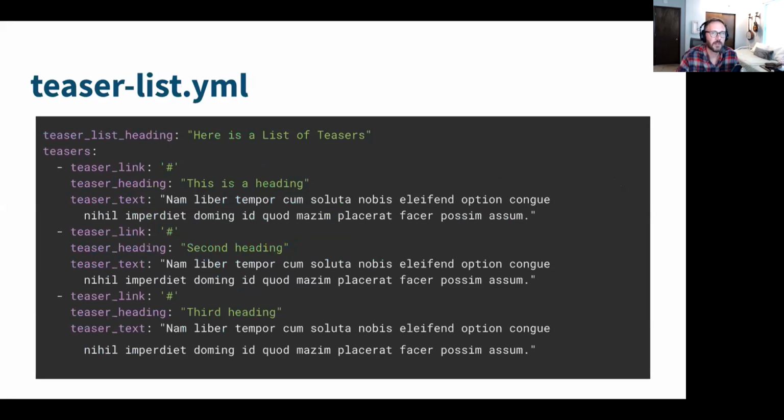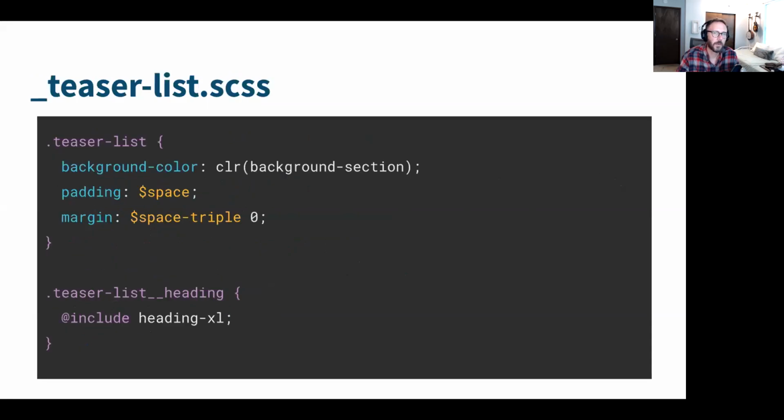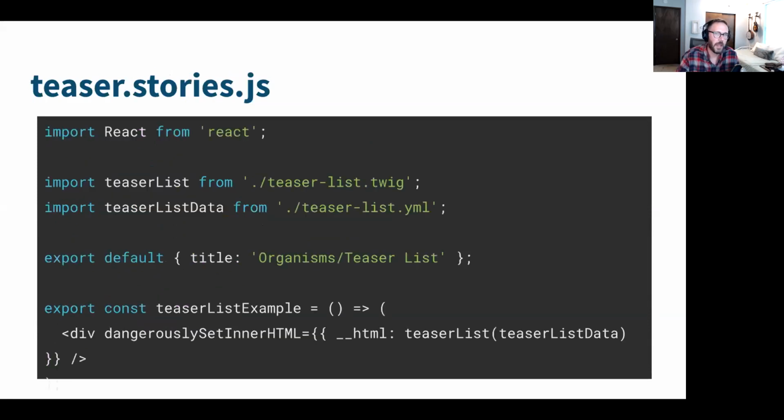So here is our teaser list YAML file. And notice our usage of an array called teasers that contains 3 items, each with its own content. And then, of course, we have a little minimal styling for our background color and padding, etc. And then finally, we have our stories file. This is nearly identical to the one that we looked at previously, except you see that we have imported our correct Twig file and YAML file and populated it into the place that we want in Storybook.